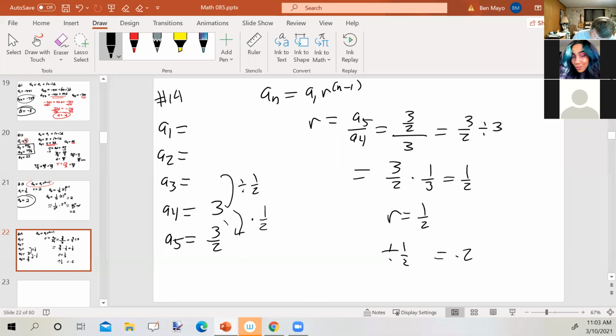Consider this. What's 3/2 times 2? It's 3. What's 3 times 2? 6. 6 times 2? 12. 12 times 2? 24. So there's your first 5 terms.